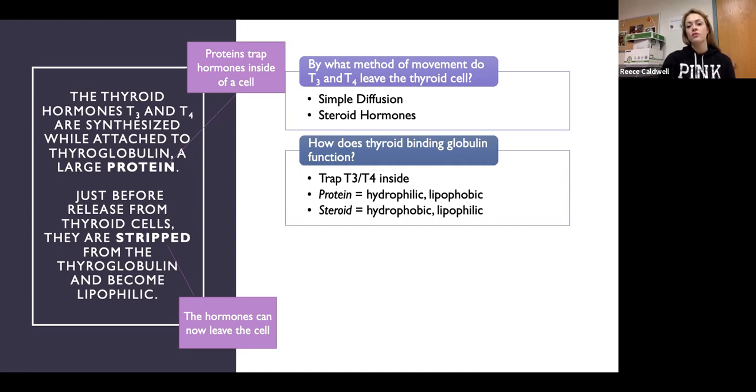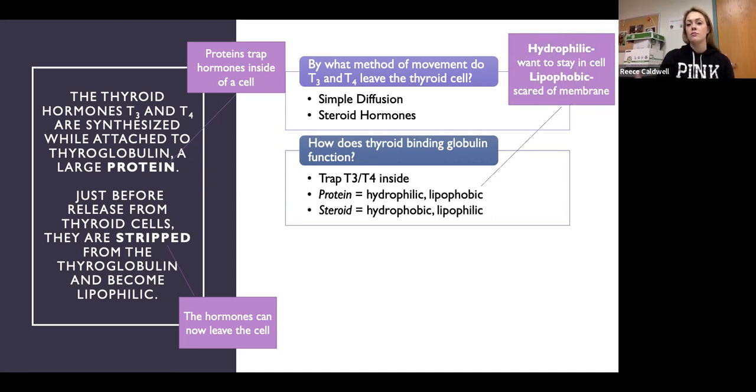So what we see is that our proteins are hydrophilic and lipophobic. If they are hydrophilic, that means that they want to stay inside of the cell. And if they're lipophobic, that means that they are scared of the membrane. Hydrophilic, you can think they're scared of the outside of the cell, and they prefer the inside. And lipophobic means they're scared of that membrane. Our membranes are made of fatty acid backbones. We have those two fatty acids that are attached. So lipo means fat, phobic means fear. Our proteins have this fear of crossing that membrane, so they stay inside of the cell.